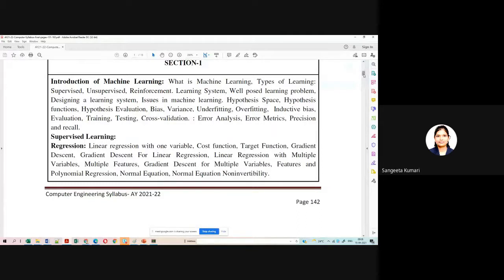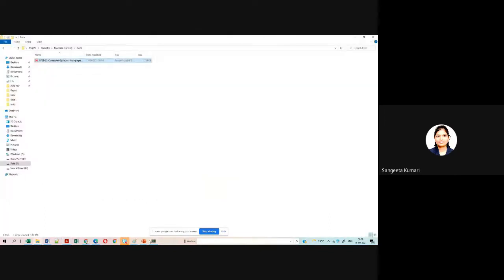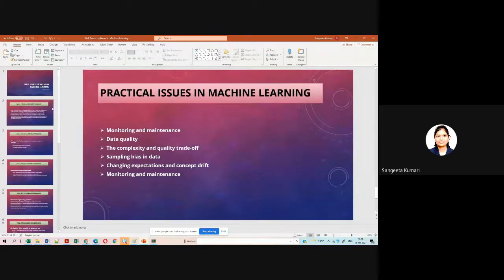Here, if you see, this is what we are covering: what is machine learning, types of learning, supervised. The next topic is the well posed learning problem, designing a learning system and issues in machine learning. If time permits, we will start with the hypothesis space also. Okay, so let's start without further delay.